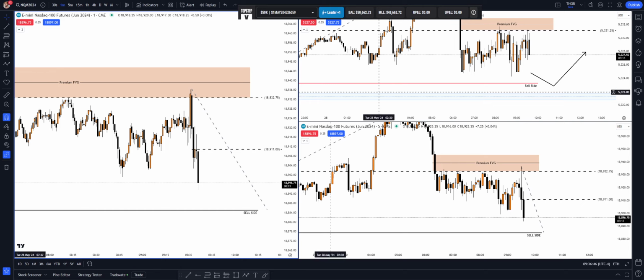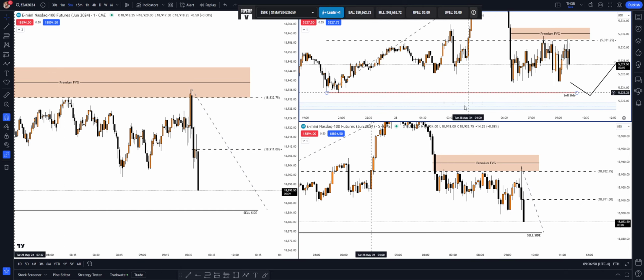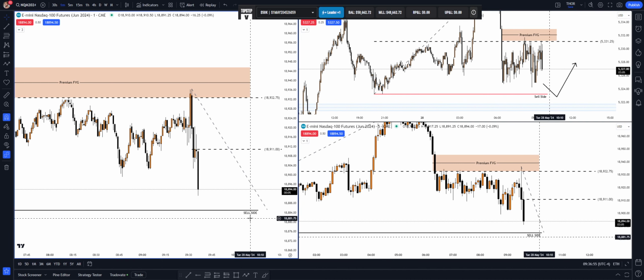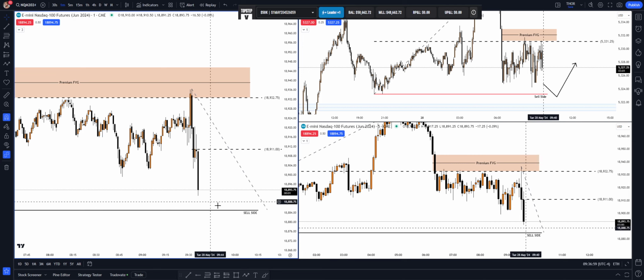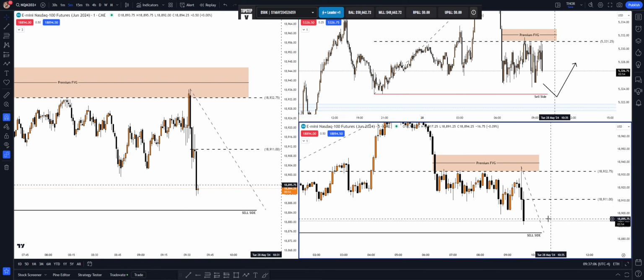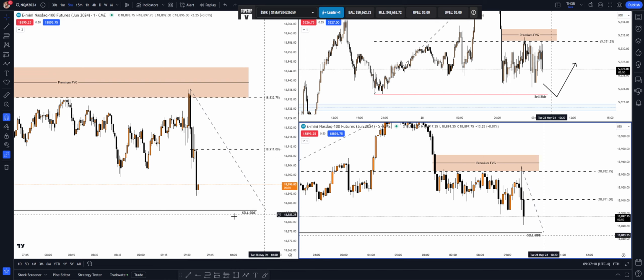I think the main question is whether ES can also push down or not. I think it will. I think it will push down, just like Nasdaq. So once it takes out the sell side, I'm going to zoom out a little bit and probably change the time frame and recalibrate myself to see.